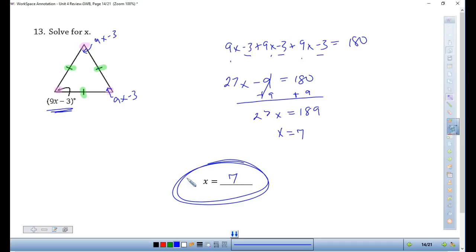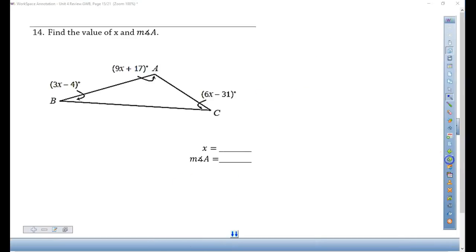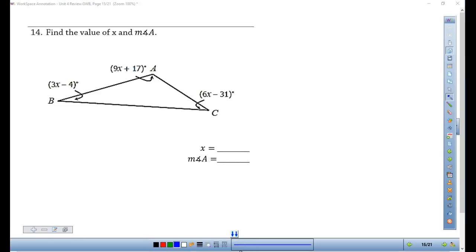All right. Now on number 14. So this one, you have to pay attention to what it's asking for. It wants x and angle A. So after we find x, we'll have to plug it in to find angle A. So that's this one. All right.